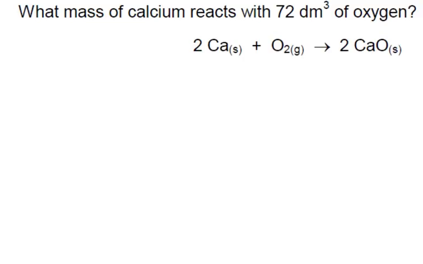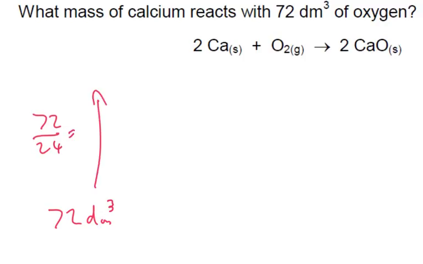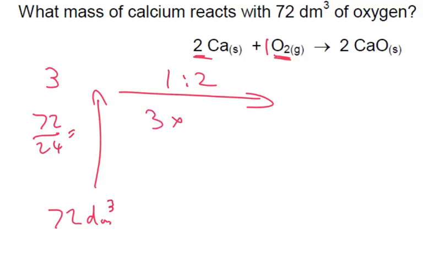What mass of calcium reacts with 72 decimeters cubed of oxygen? So this time we're starting off with a volume, 72 decimeters cubed. And we want to work out how many moles we've got. So 72 divided by 24. This is going to tell us how many moles we've got. And we get 3. Now let's have a look at our ratio. We've got oxygen here, that's 1, and then the calcium here is 2, and this is the direction that we're going, so it's a 1:2 ratio. So 3 times by 2 divided by 1 is 6.